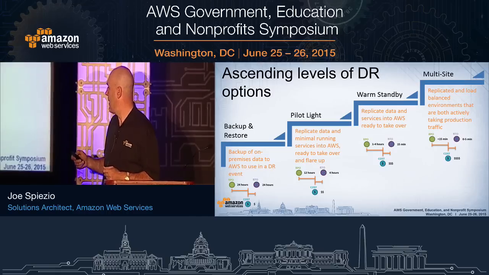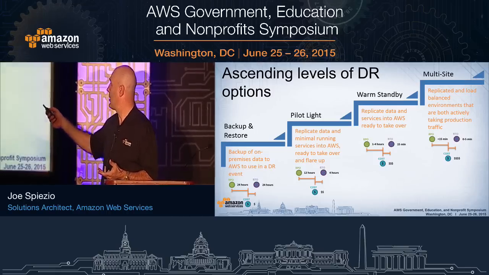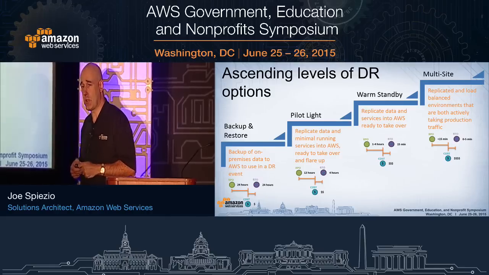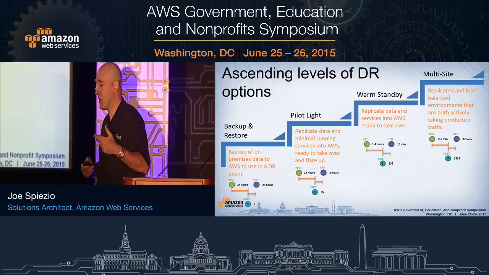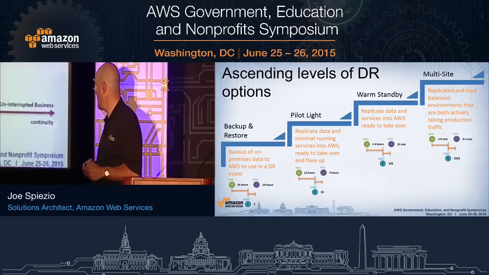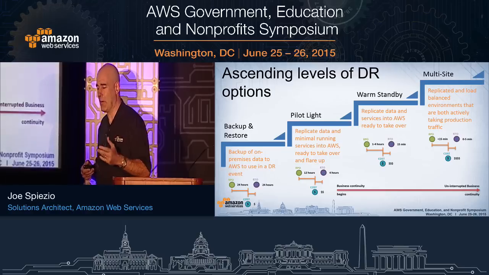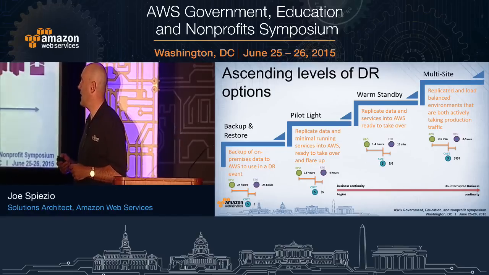But you start to see at the bottom, from the Pilot Light to the Warm Standby and multi-site, these are your high availability type solutions. You can actually feasibly have continuous operations in these, and you see the red line at the bottom. Business continuity beginning somewhere in that Pilot Light, depending how you do your failover and how you configure that. We'll take a look at it in just a minute.